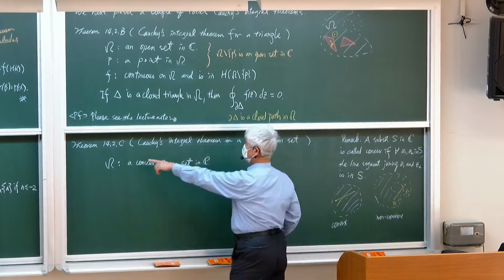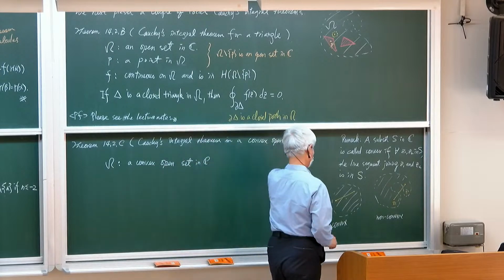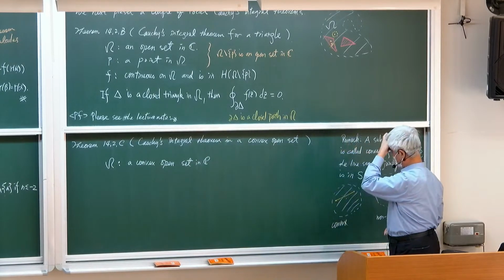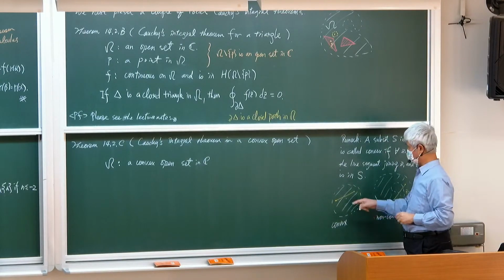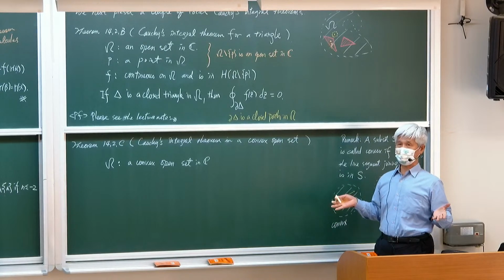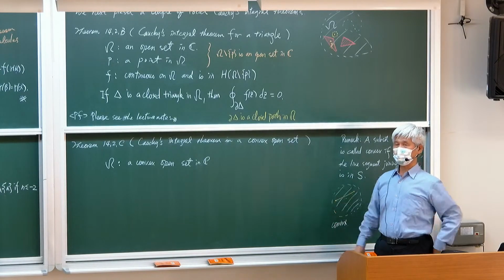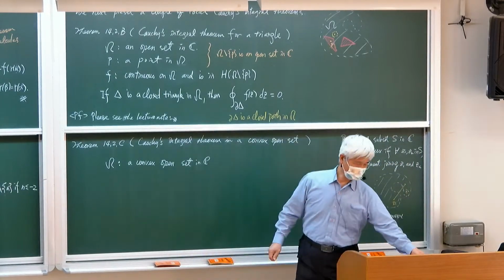Okay, so we can consider omega, which is a convex open set. So it's an open set and also convex. For example, a disk, right? Particularly an open disk. An open disk is a convex open set.